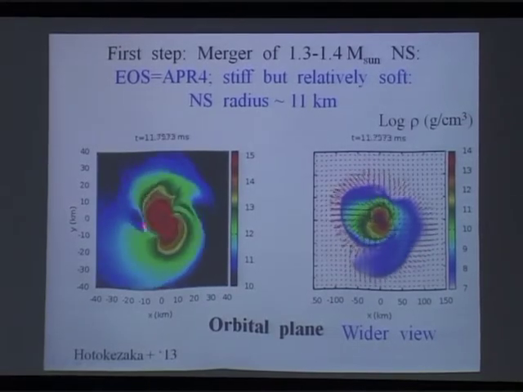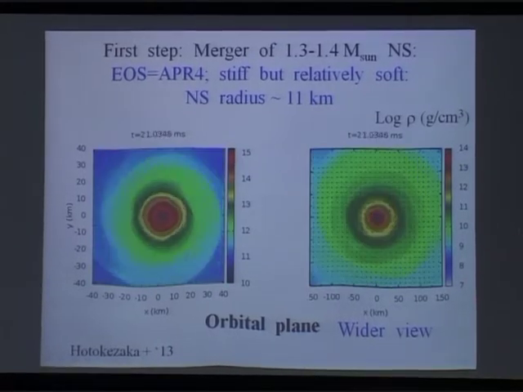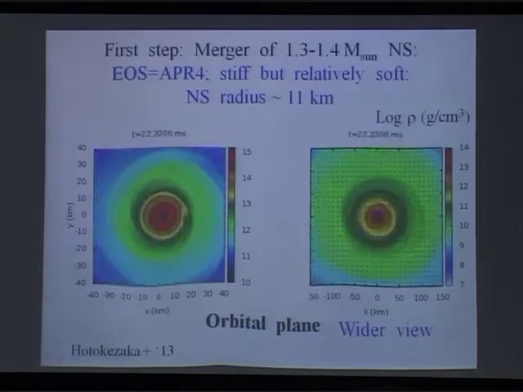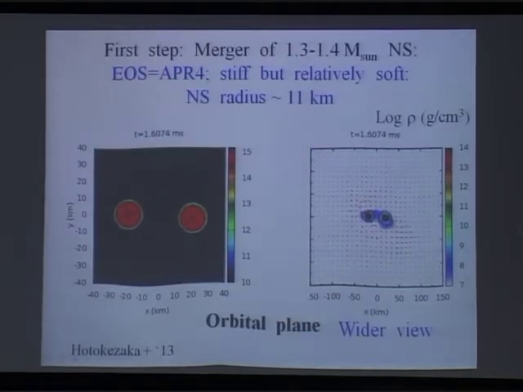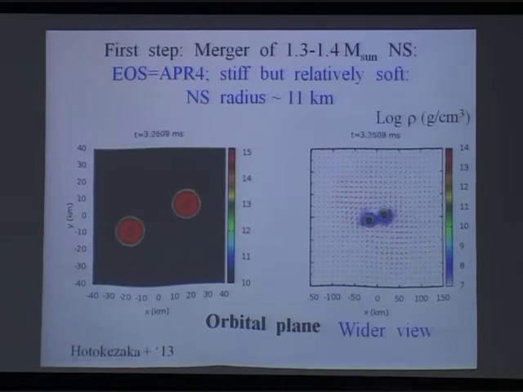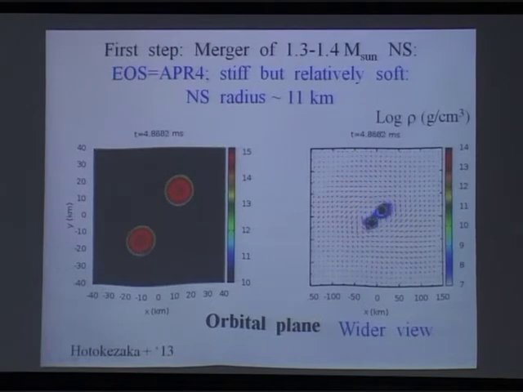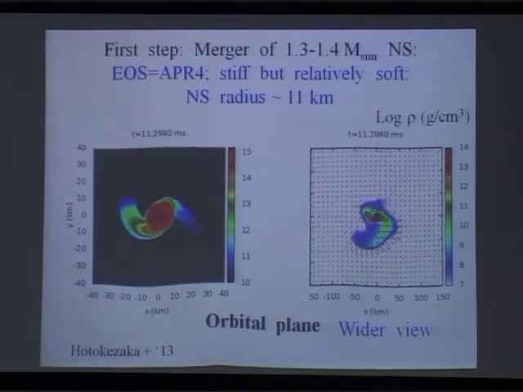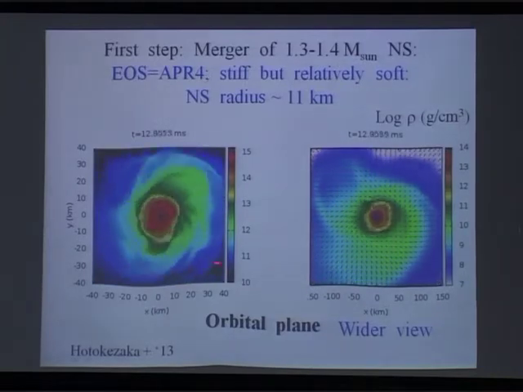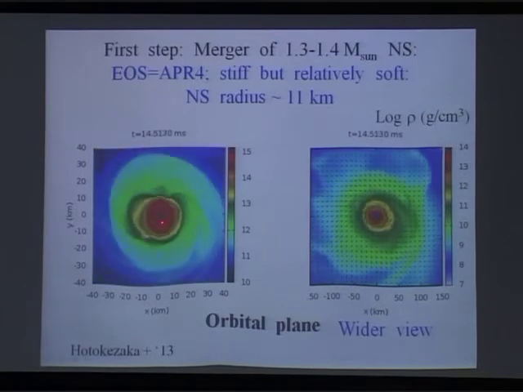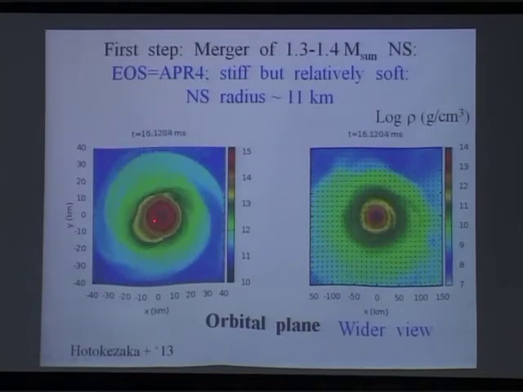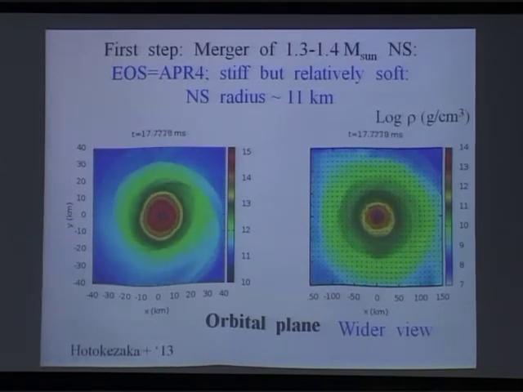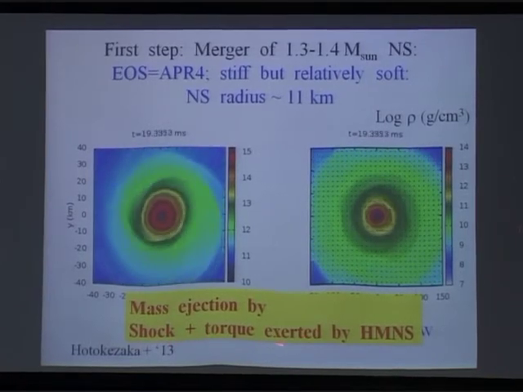Anyway, after the merger, a shock is formed, and by the shock, matter... Pardon? Oh, yes. Here I use a very approximate treatment of shock heating, using a very rough ideal gas equation of state. But it is calibrated, so we change gamma, the adiabatic index, to be calibrated to a realistic equation of state. Anyway, the shock is formed, and because a massive neutron star exerts a torque on the surrounding material, the mass is ejected. So mass ejection occurs by a shock plus torque exerted by the massive neutron star.